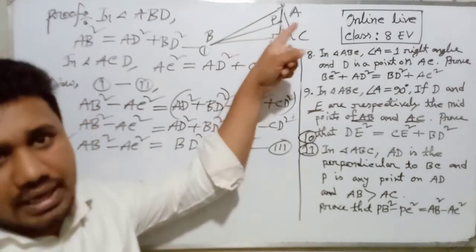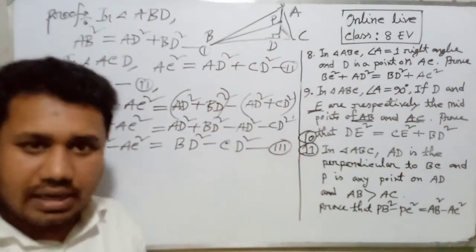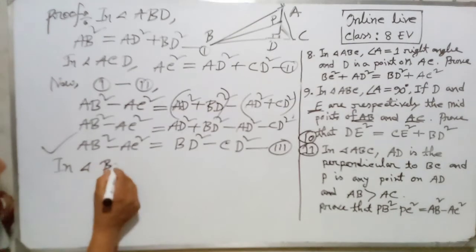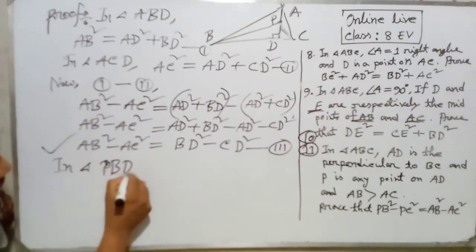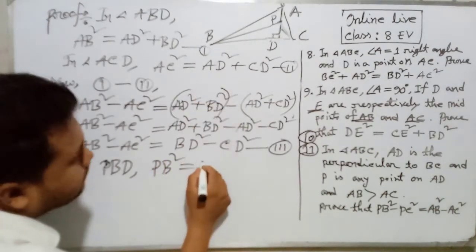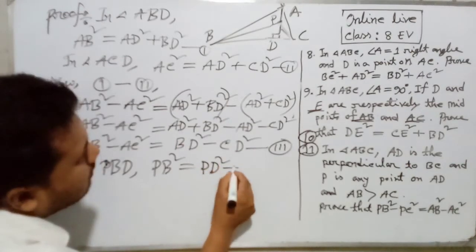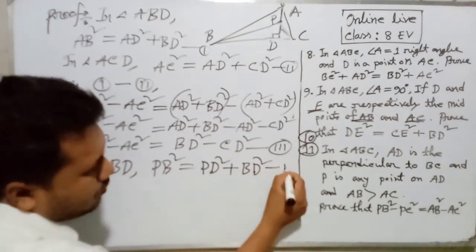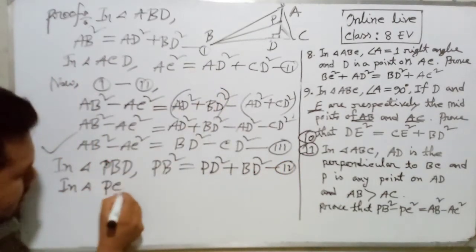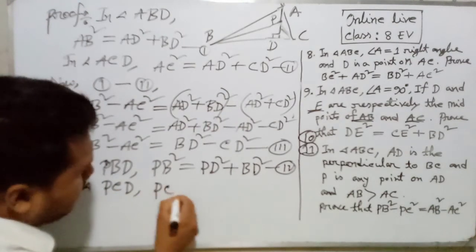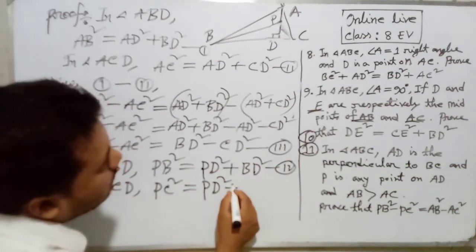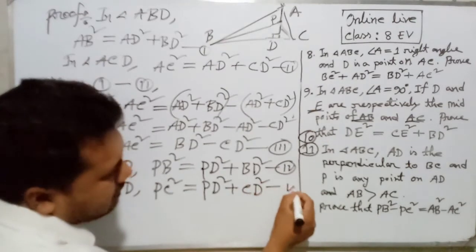Now PBD and PCD are another two right angle triangles. Now we can write in triangle PBD, PB square equal PD square plus BD square. Suppose this is our equation number 4. Now dear students, in triangle PCD, this is also a right angle triangle, we can write PC square equal PD square plus CD square. Suppose this is our equation number 5.